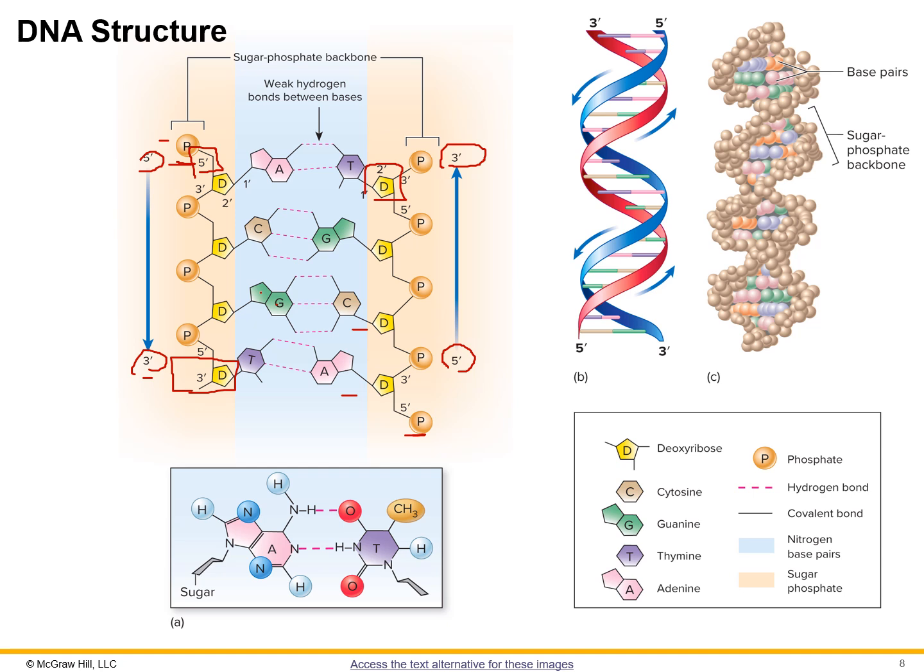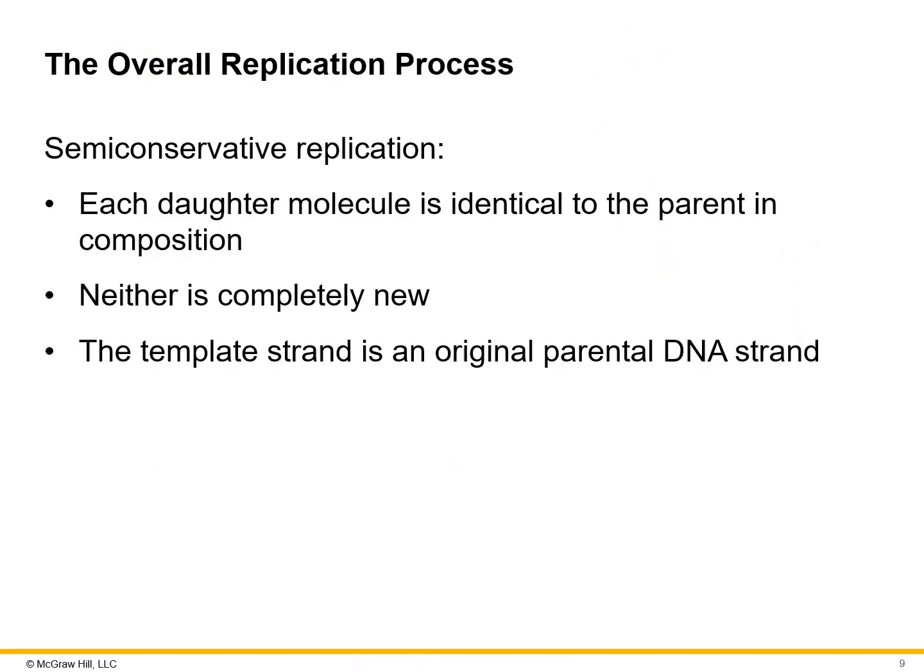Now, ultimately, those strands twist to form this helical structure. So we say that it is double-stranded. It has 2 strands of nucleotides, and they twist into a helical structure. Now, in order for organisms to reproduce, they have to be able to copy their DNA so that the offspring or the other cells receive a copy of the DNA. So that process is called replication.